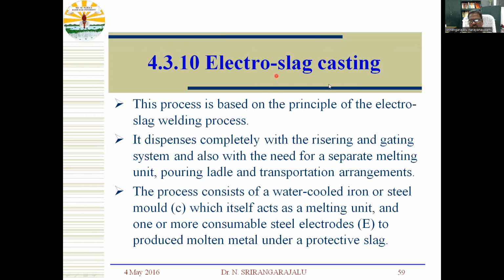This process is based on the principle of the electro-slag welding process, electro-slag casting. It does not require the risering and gating system, nor a separate melting unit, pouring ladle, and transportation arrangements. This process consists of a water-cooled iron or steel mold C, which itself acts as a melting unit, and one or more consumable steel electrodes E to produce molten metal under a protective slag.